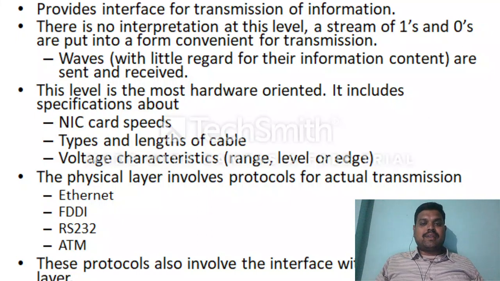It can be an electrical signal, or magnetic signal, or wireless radio signals. This level is mostly hardware oriented, and it will be implemented as a network interface card. It covers the types and lengths of cable and voltage characteristics, and it has a set of specific protocols for actual transmission, for example, Ethernet, FDDI (Fiber Distributed Data Interface), RS-232, ATM.